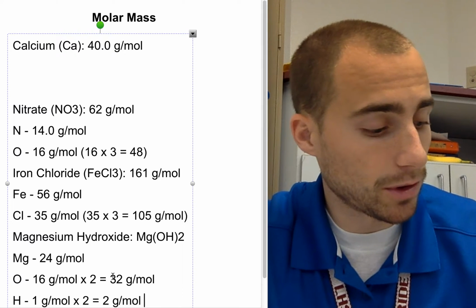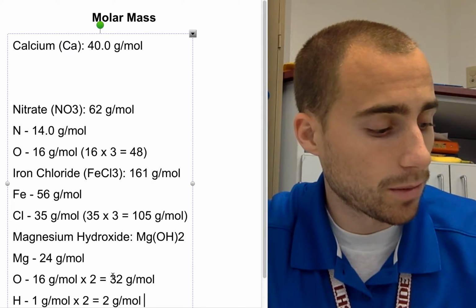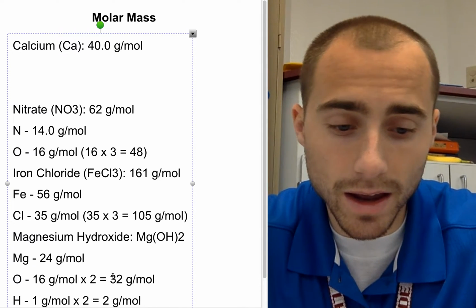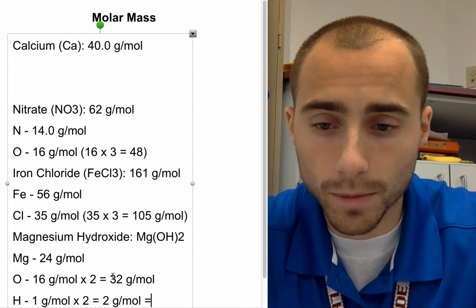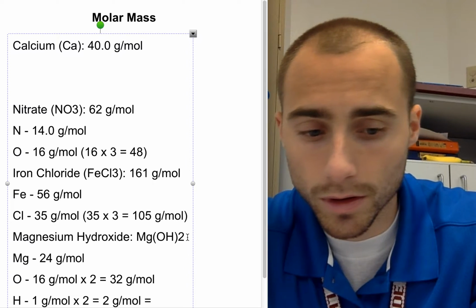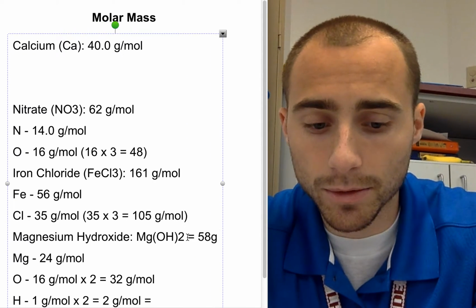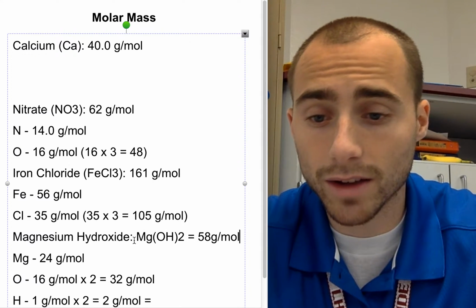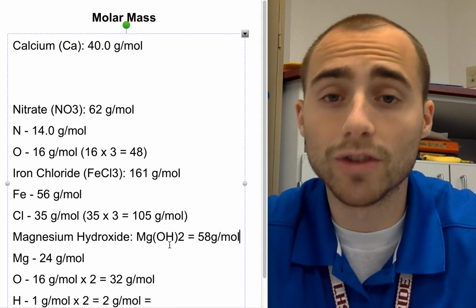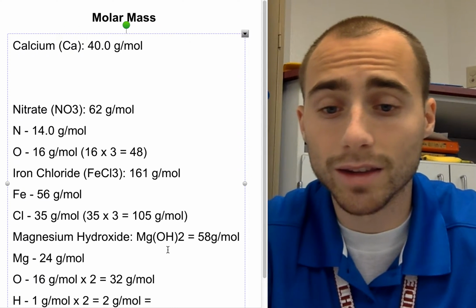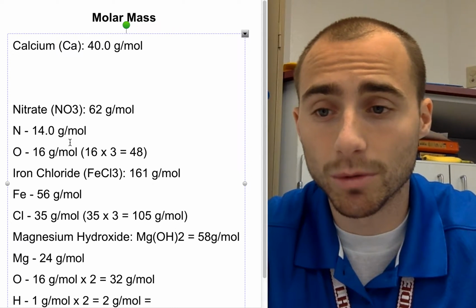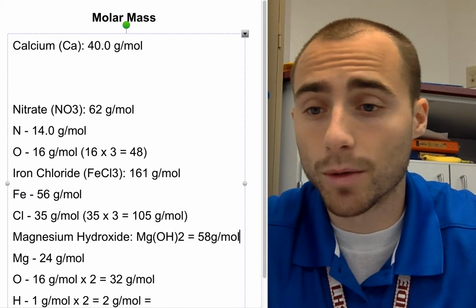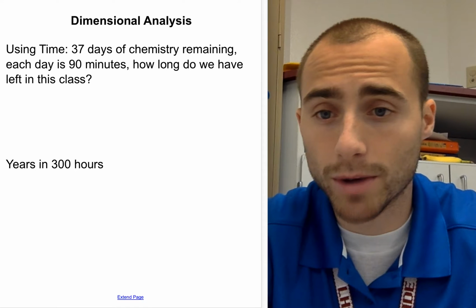24 plus 32 plus 2, we get a total of 58. Put it up here. Get a total of 58 grams per mole of magnesium hydroxide. And you saw that because I just added together the molar masses of each individual element, and both elements inside the parentheses had to be multiplied by 2. So that is molar mass. You can always go back and watch the molar mass video as well for extra practice.